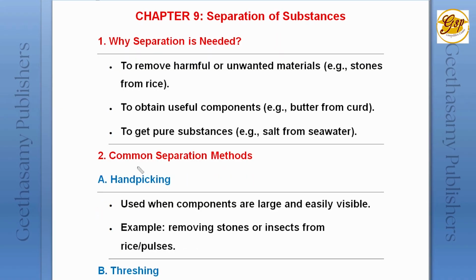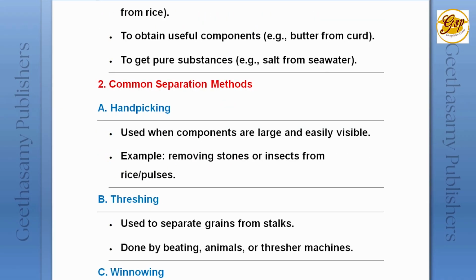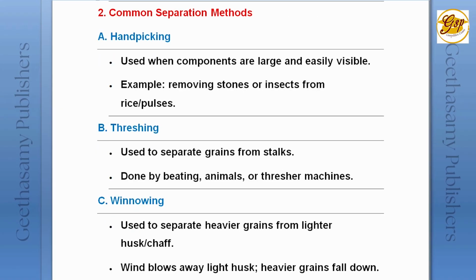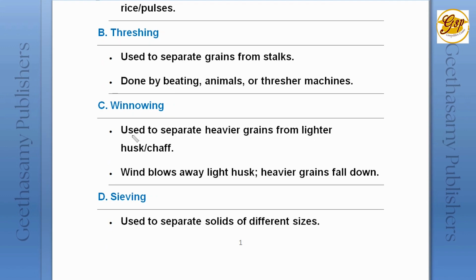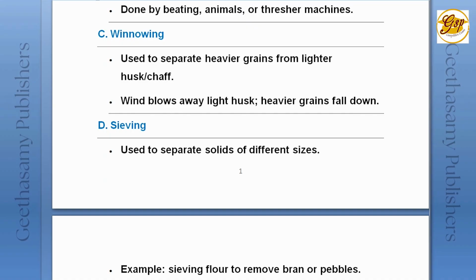Then common separation methods. Hand picking is used when the components are large and easily visible. Example, removing stones or insects from rice or pulses. Threshing is used to separate grains from stalks, done by beating or by animals and thresher machines. Then winnowing is used to separate heavier grains from lighter husk and chaff. The wind blows away the light husk and the heavier grains fall down. That's called winnowing. It's done through machines also nowadays.